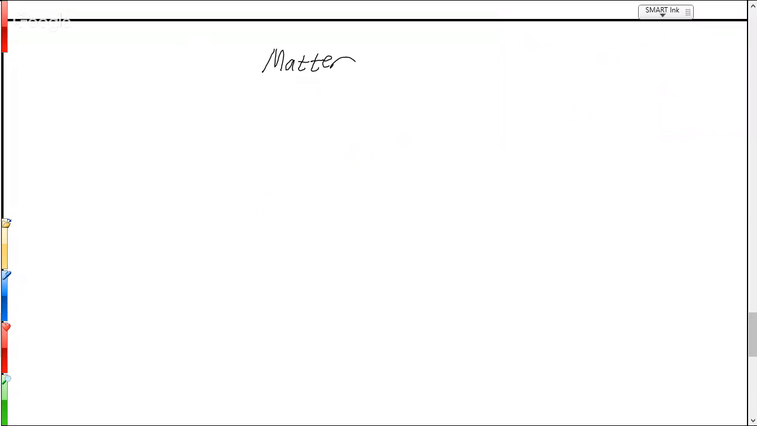Main categories. We're going to have pure substances and mixtures. So that seems pretty straightforward. You got pure substances, you got mixtures. Either something's pure or it's not. But then there's this question of, well, what does it mean to be pure? What does it mean for something to actually be a pure substance? So we're going to define that a little bit farther.